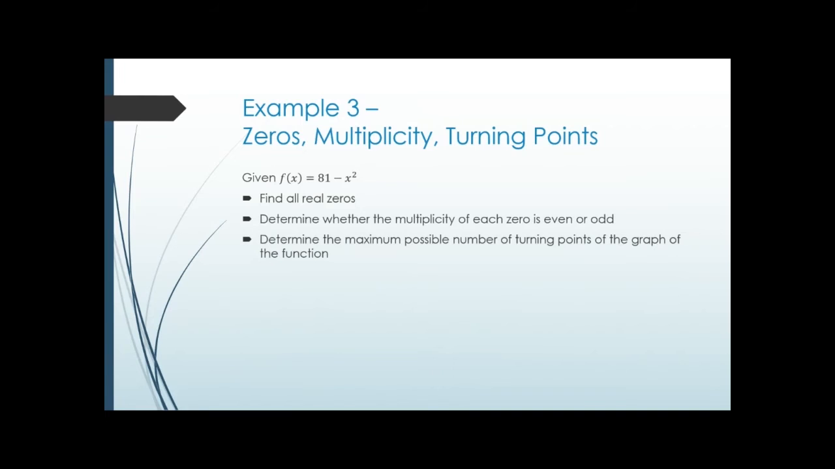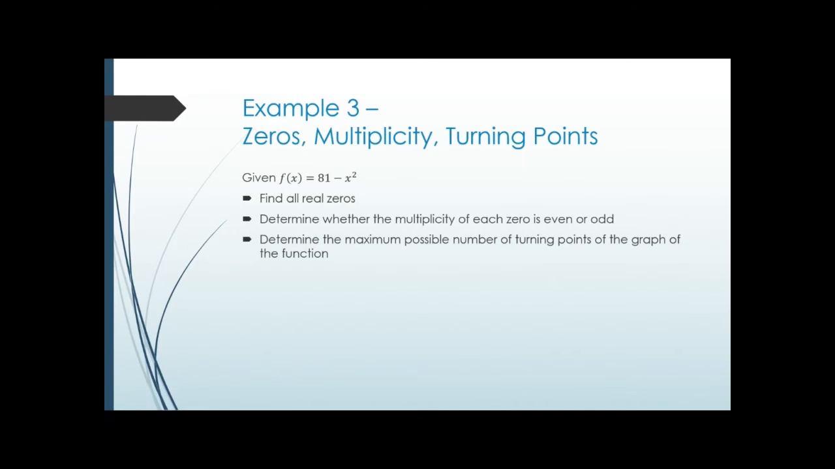We have f of x equals 81 minus x squared. So this is a quadratic, and we know how to factor quadratic equations or solve for quadratic equations. So we're going to find all of the real zeros, then determine whether the multiplicity of each zero is even or odd, and then determine the maximum number of turning points of the graph of the function. So we're doing 3 things here.